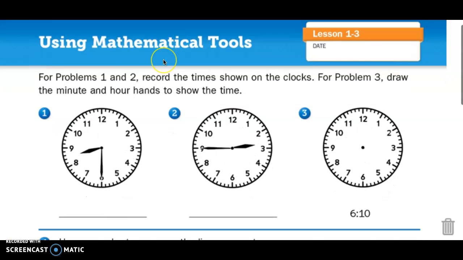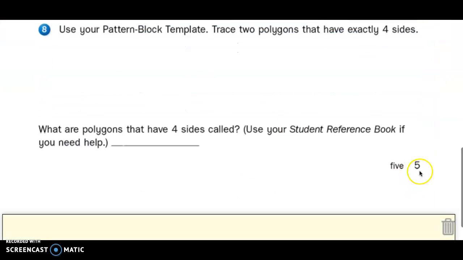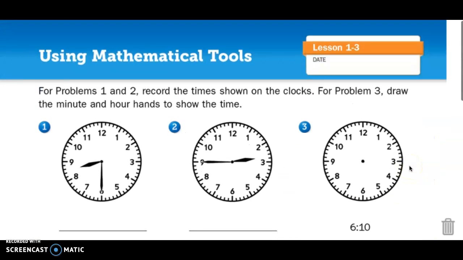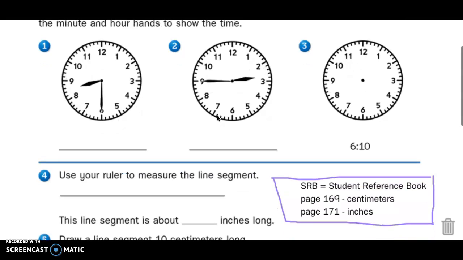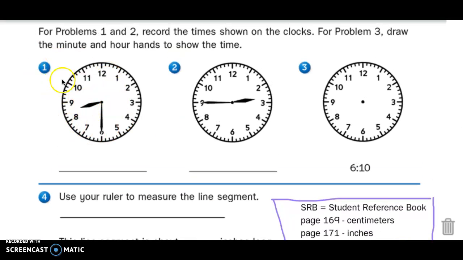Now, make sure you're open to journal page 5 because we're going to go through these answers. This is what yours should look like, page 5 in your journal, that soft math cover. Okay, it says for problems 1 and 2, record the time shown on the clock. For problem 3, draw the minute and hour hands to show the time. Okay, so remember, we said our small hand points to the hour and our big greedy hand points to the numbers because it wants all the minutes for itself.